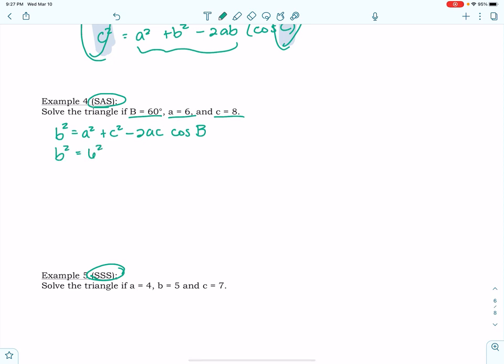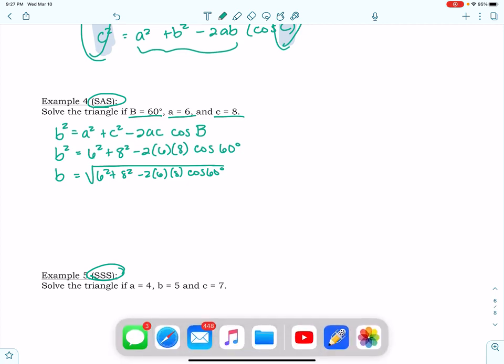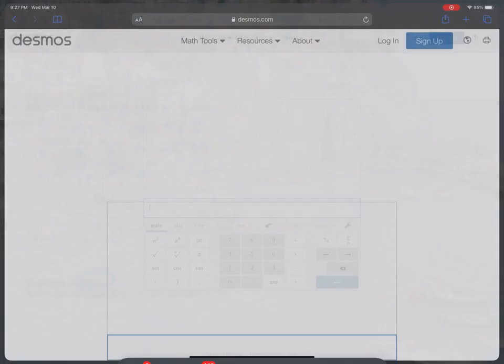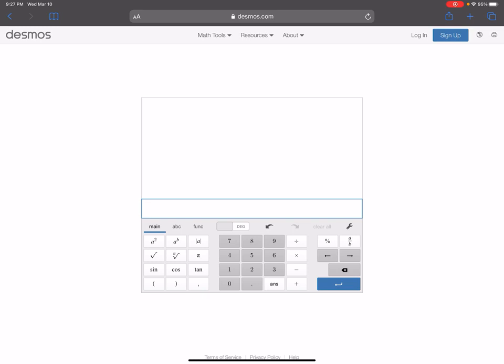A is 6, C is 8, and then cosine of 60 degrees. Awesome. All right, now this is pretty easy because all we have to do to find B is just take the square root of all of this. And yes, you can just type this in and it should work beautifully into your calculator or into Desmos, your Desmos calculator. So I am going to show you this one because you haven't seen one of these yet.